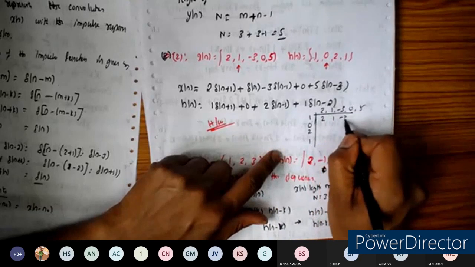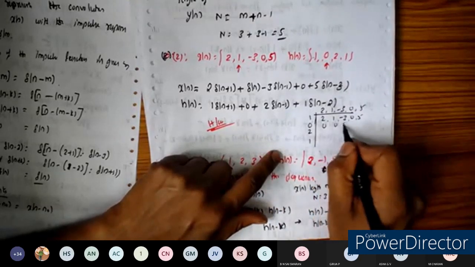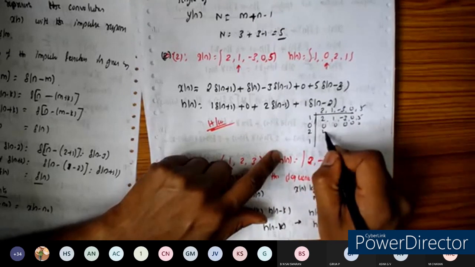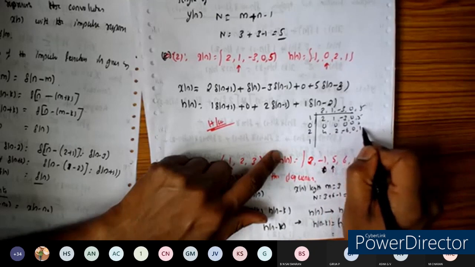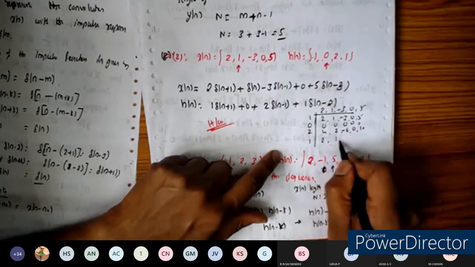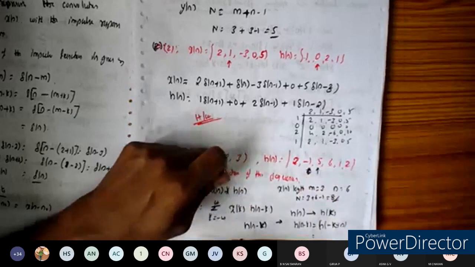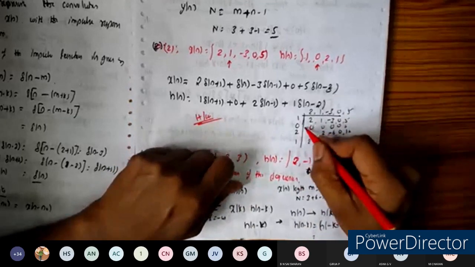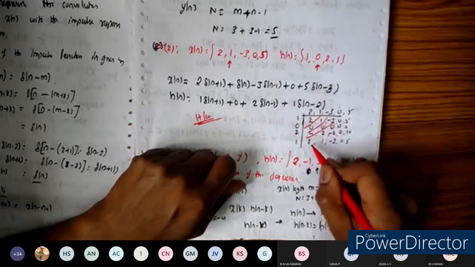So 2, 1, minus 3, 0, 5. Next, 0, all the terms. Next it is 4, 2, minus 6, 0, and 10. So it is 2, 1, minus 3, 0, 5. You got it like this. Now let us divide the elements diagonally.